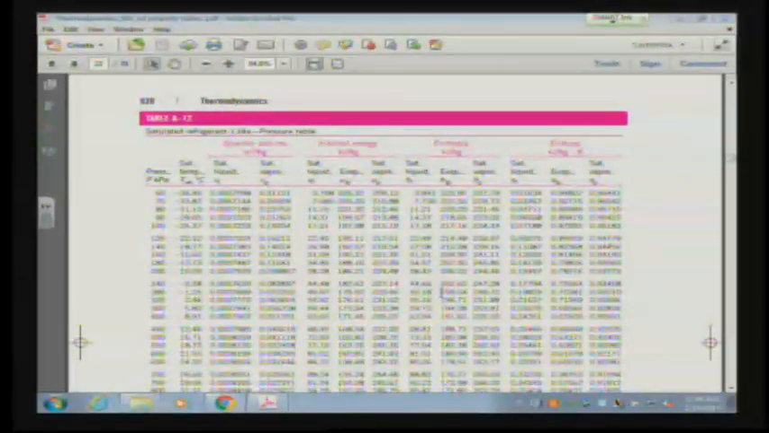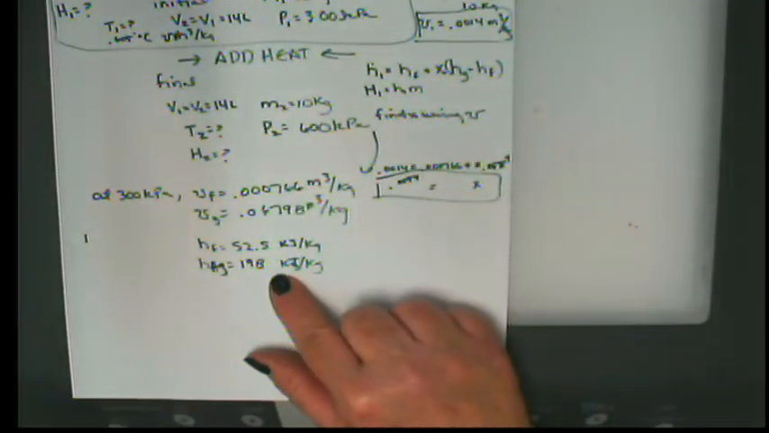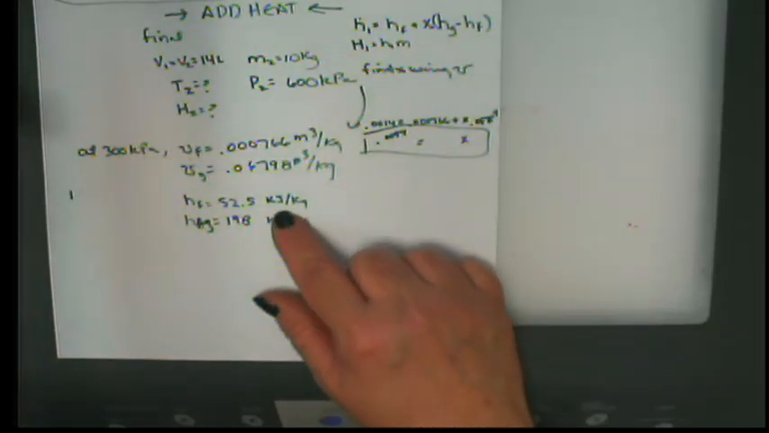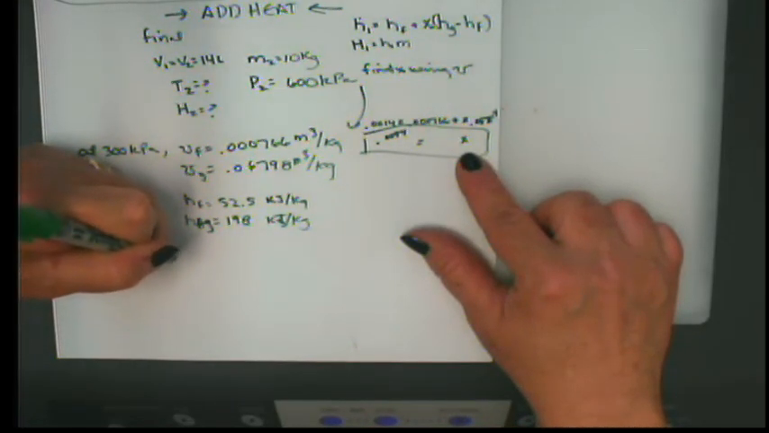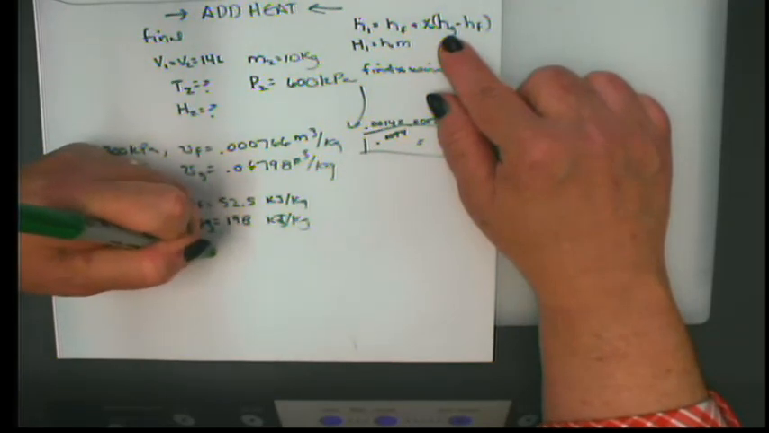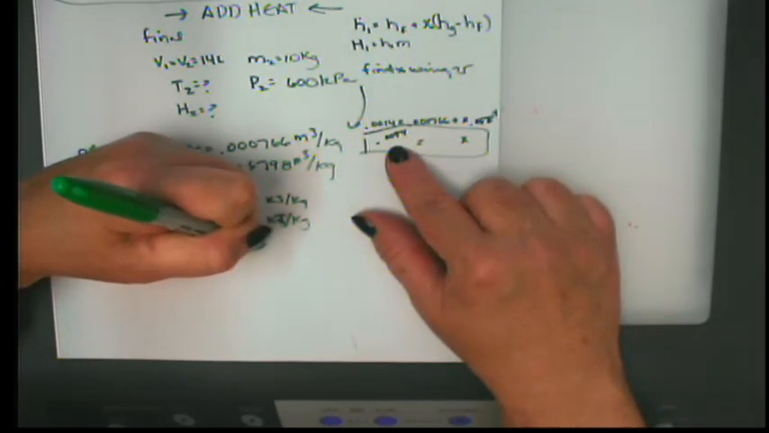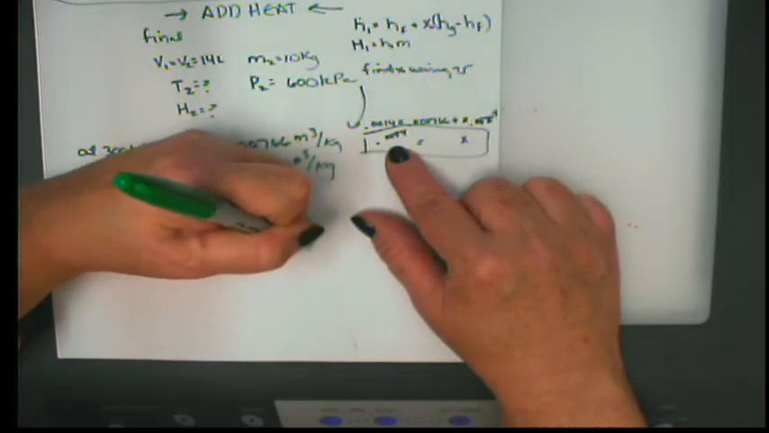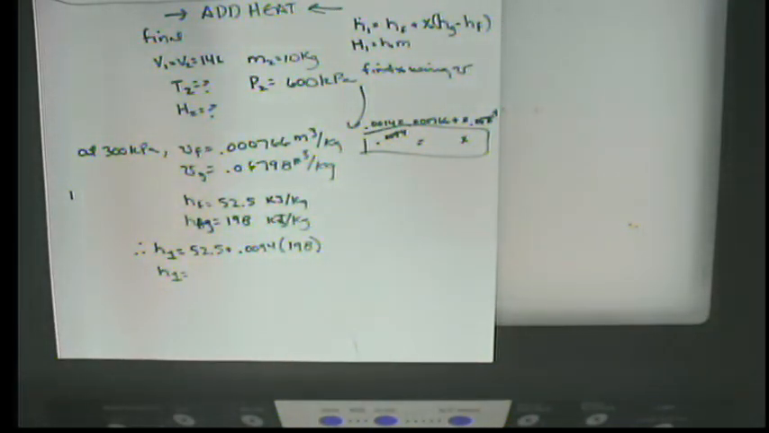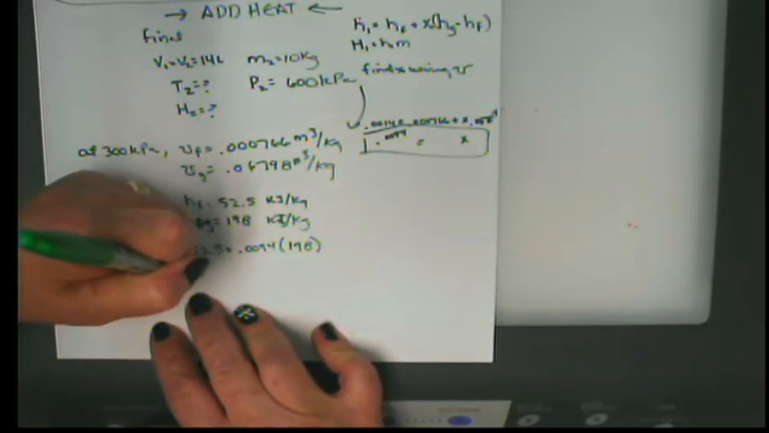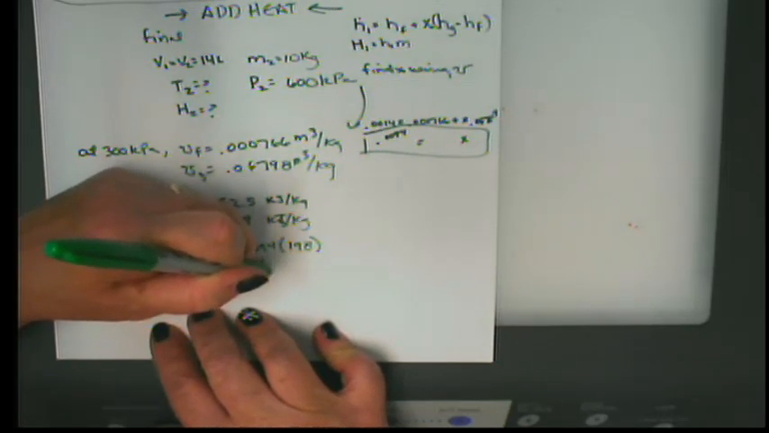Okay, you probably would like to see the calculations. There we go. All right, so I just wrote those numbers down there. Those are estimates. They're close, but I didn't actually do the arithmetic. So therefore, my H at state 1 is going to be 52.5 plus my X value, 0.0094, times 198. I'm doing the calculation, 0.0094 times 198, add to that 52.5, and my value is 54.4 in units of kilojoules per kilogram.